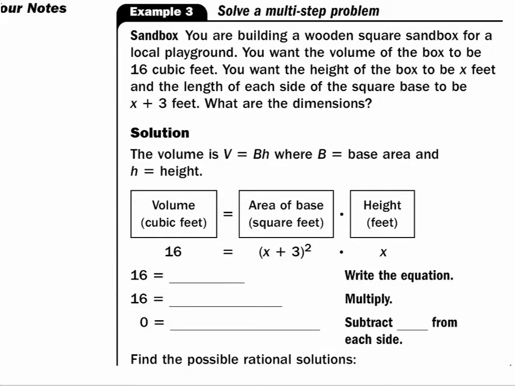Now, it's about a sandbox, and it's a square, and you want the volume of the box to be 16 cubic feet. The height has to be x feet, and the length of each side of the square base has to be x plus 3. So we're talking about some sort of box like this. Okay, and the height is meant to be x, and the length of each side is x plus 3.